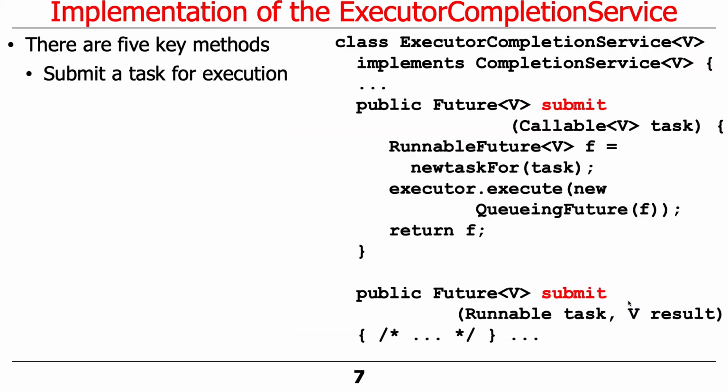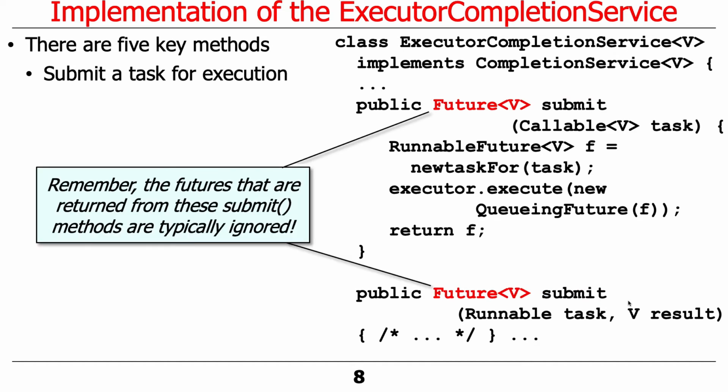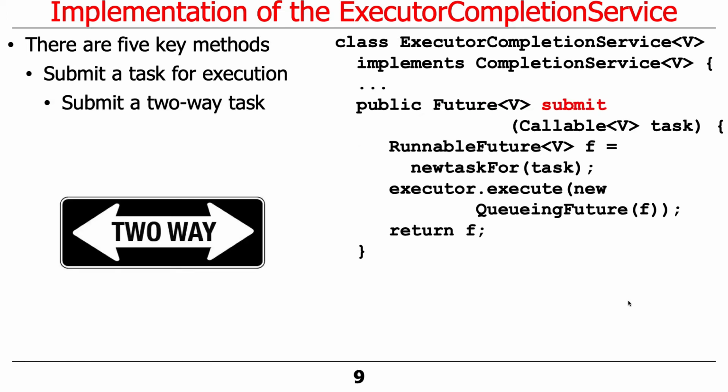And here's how the methods are implemented. This is actually pretty cool. So we're going to take a look at the submit method that submits a task for execution. And in this particular case, it's going to submit a two-way task for execution. Remember that we typically ignore the futures that come back from submit. And the only reason that we get them back is if we want to cancel the asynchronous tasks for some reason. That's really the only reason we need to keep track of those futures. This version of submit submits a two-way task, which means you get a result back.